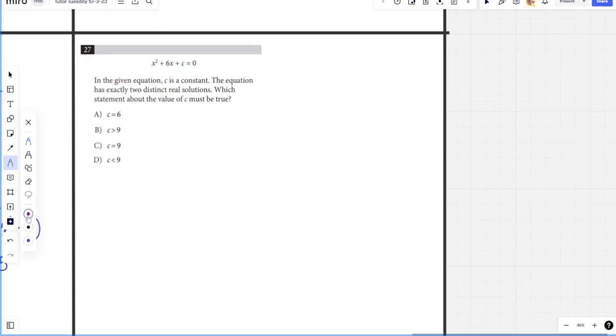In the given equation, C is a constant. The equation has exactly two distinct real solutions. Two distinct real solutions is going to be underlined here by me because I think it's very important. Which statement about the value of C must be true? Must be true.